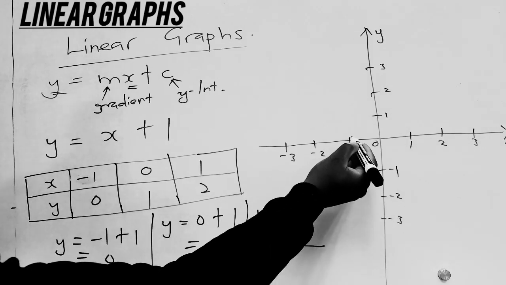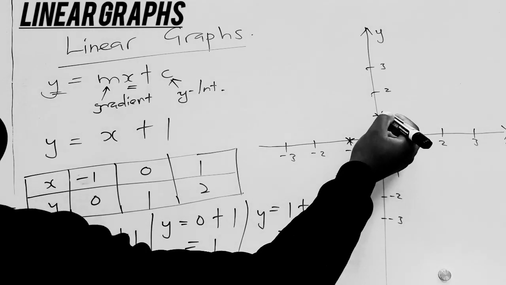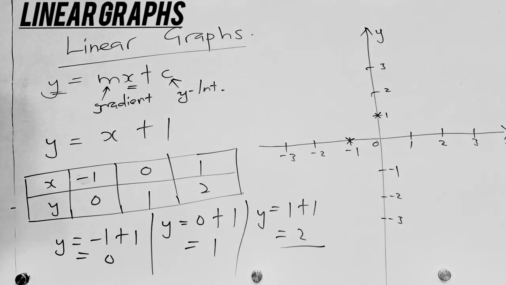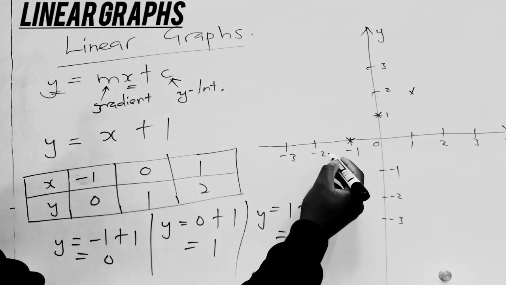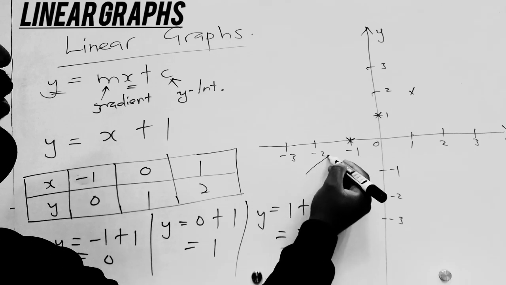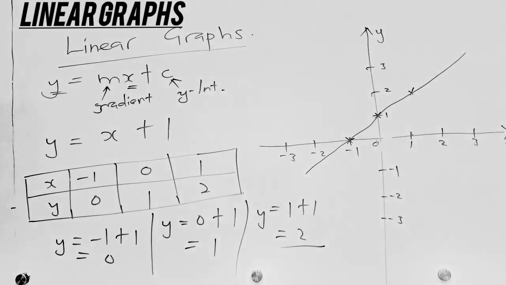So the first point is -1 and 0. -1 is the x value, -1 and 0, it lies there. Then the second point is 0 and 1. 0 and 1 is there. And from there we have 1 and 2. 1 and 2 somewhere there. Then you use your ruler to sketch or to draw a straight line that goes through those points. This is how we sketch a linear graph.